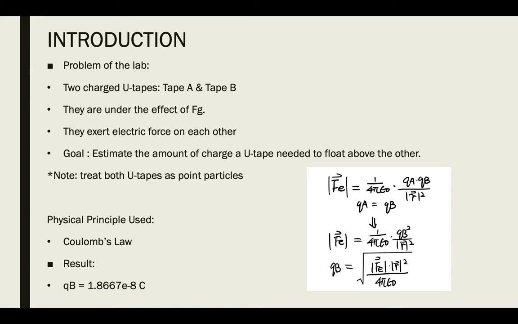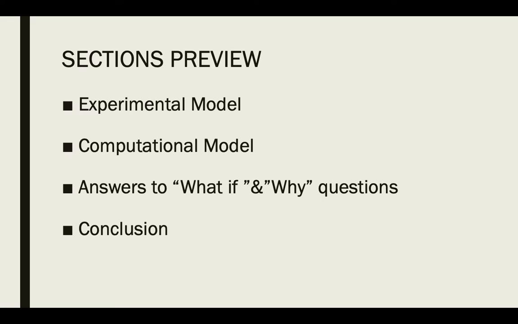Notice here is that we will treat both the tapes as point particles, which I will mention more in the following slides. The physical principle used here is Coulomb's law, which is the electrical force equal to K times QA times QB divided by R squared. Because we assume that A and B have the same charge, QA times QB will be converted to QB squared, and using this formula we can calculate QB. And here's the result. This is my section preview.